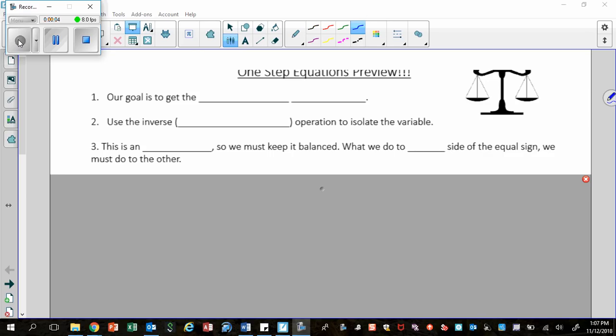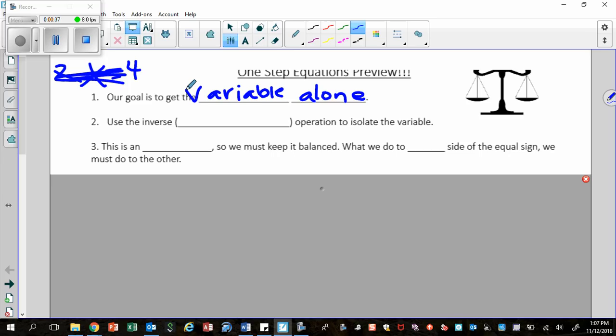Right, so we're going to talk about one-step equations today. Our goal in one-step equations is always to get the variable alone. And remember, the variable is the letter, like the X or the Y or the A or the C, whatever letter. We want to get it by itself so we know what its real value is. So our answers will always look like this, with nothing else with X. All right? In order to do that, we have to use the inverse or opposite operation to isolate the variable.